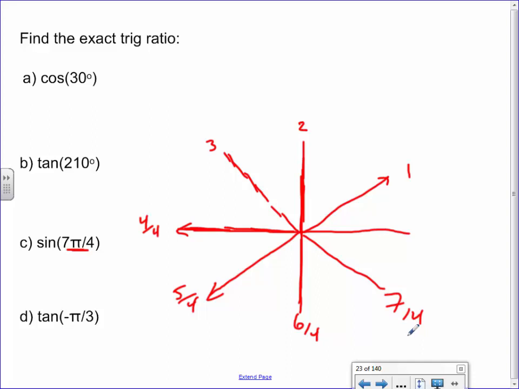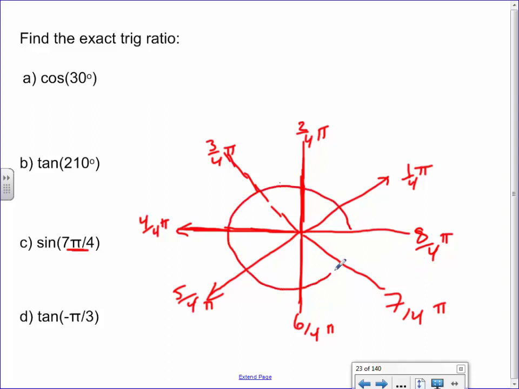What's 8 over 4? Yeah, 2. 8 would be back around to where you start, keeping in mind these are all out of pi, right? So this is quarters of pi. It takes a while to wrap your head around this whole pi thing. It's very strange. But this would be going all the way around the circle. So if you can agree with me here, 7 quarters of pi really means to go all the way around the circle, but leave off a quarter of pi.